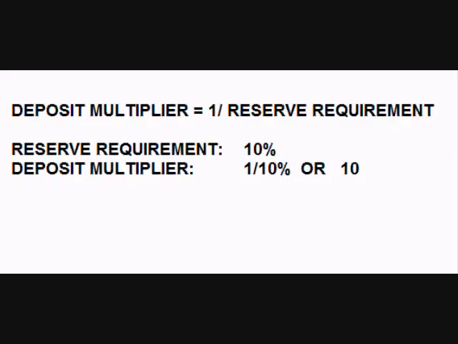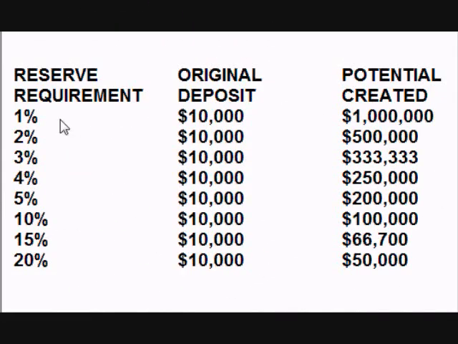The amount of potential increase to the money supply is dependent on the deposit multiplier. The deposit multiplier is the reciprocal of the reserve requirement percentage. If the reserve requirement is 10%, then the deposit multiplier is 1 over 10%, or 10. In other words, you multiply the original deposit by 10 to see what the potential increase to the money supply will be. As you can see, changing the reserve rate raises or lowers the nation's money supply. Regulating the nation's money supply is one part of monetary policy, which is the subject of the next video.